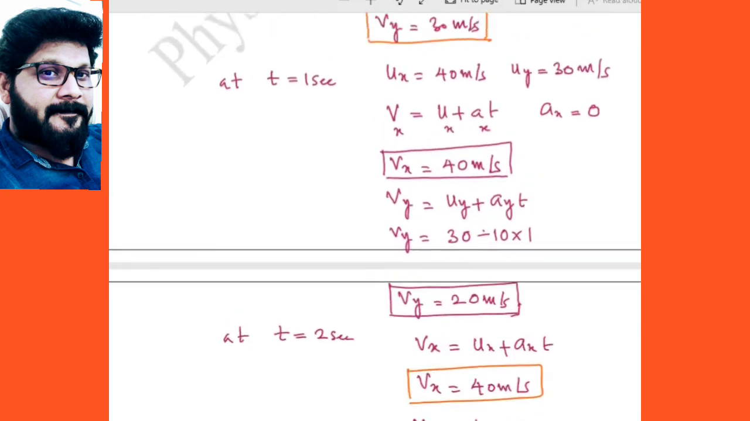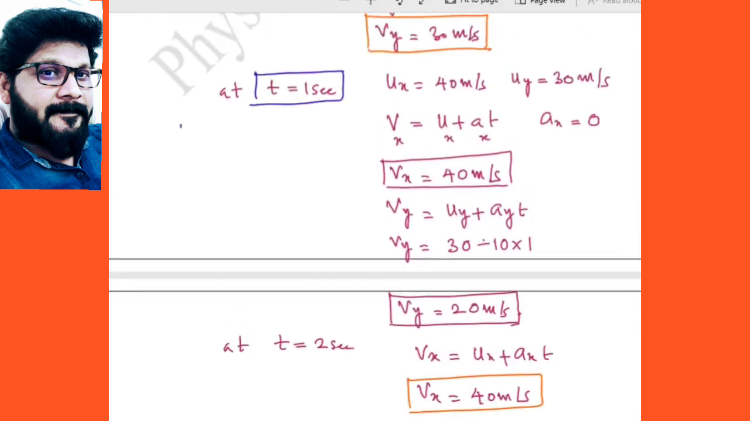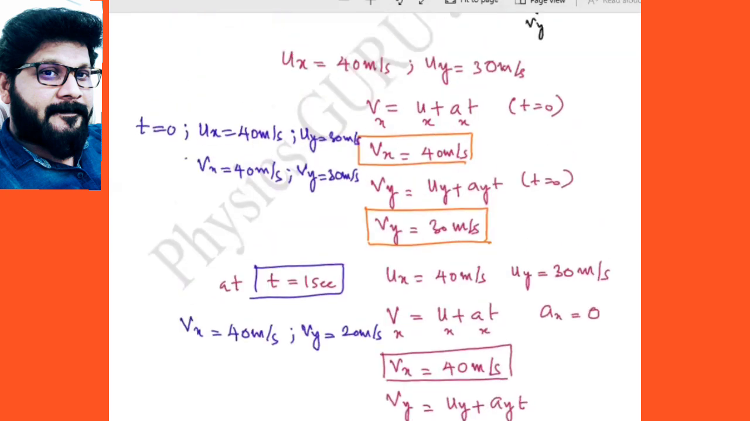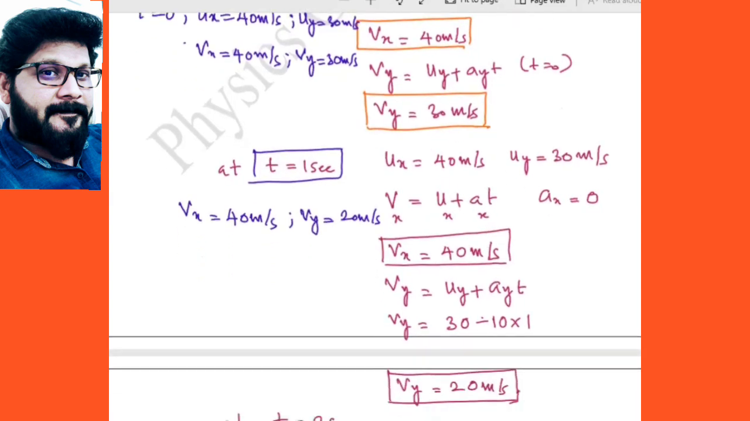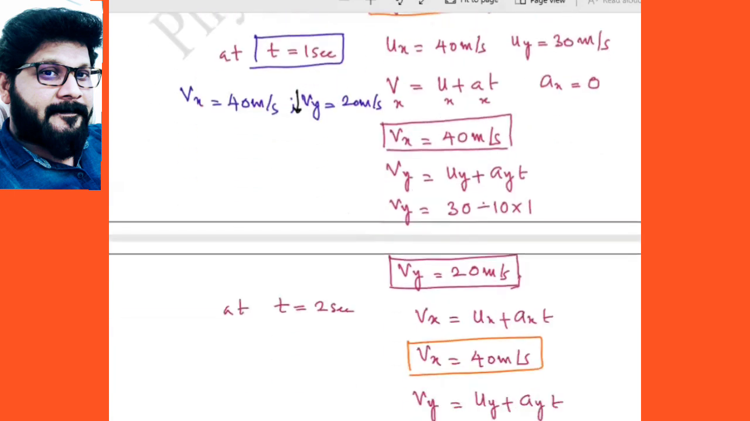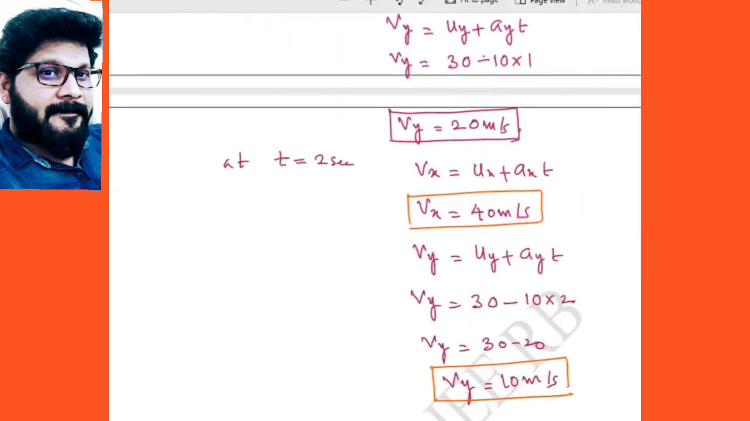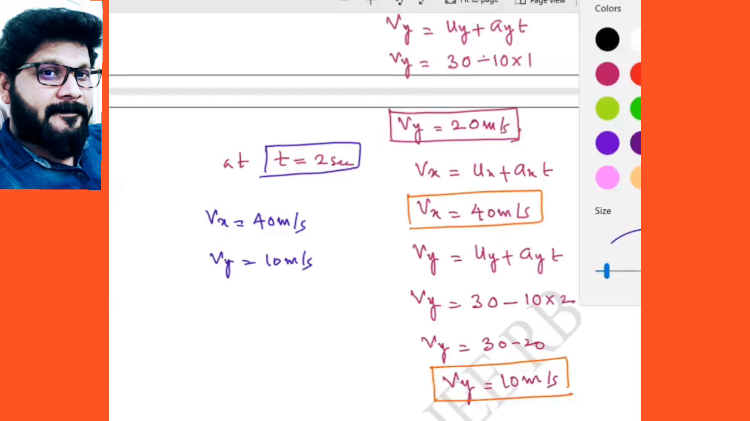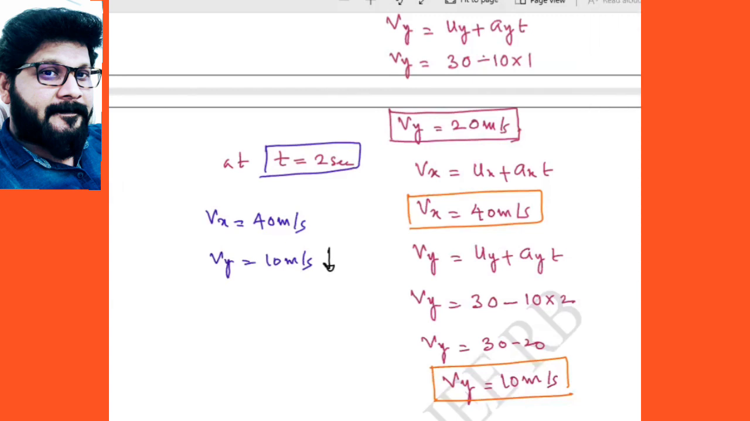Next, after 1 second, Vx is equal to 40 meter per second, it is not changing. Vy equals how much? 20 meter per second. That means if you compare t equal to 0 and t equal to 1 second, the y component of velocity is decreasing. Next case, t equal to 2 seconds, Vx is 40 meter per second as it is, no change, and Vy equals 10 meter per second. That means further it is decreased as it is reaching the highest point.